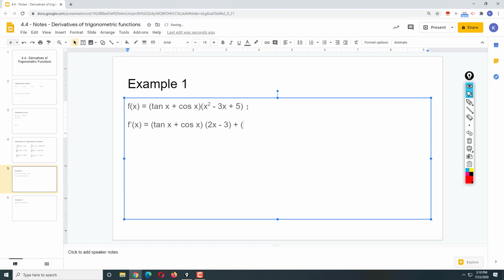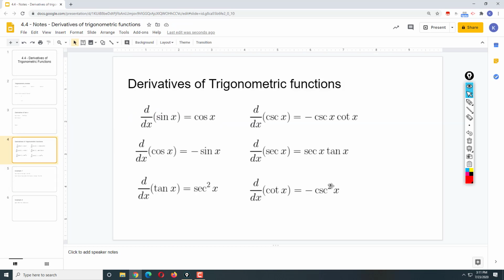Plus the derivative of the first term. We have tan x. The derivative of tangent x is secant squared x. The derivative of cosine x is negative sine x. And then times the second term, x squared minus 3x plus 5. And that's it. So we're just applying what we know before, along with the new definitions we've learned.